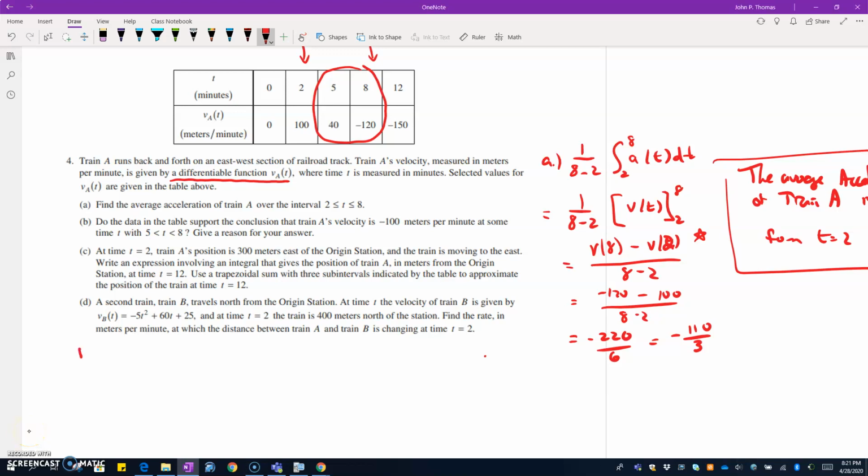All right, so we're going to talk through Part B right now. Part B says, do the data in the table support the conclusion that the velocity of train A was negative 100 meters per minute at some time t between 5 and 8? Give a reason for your answer.